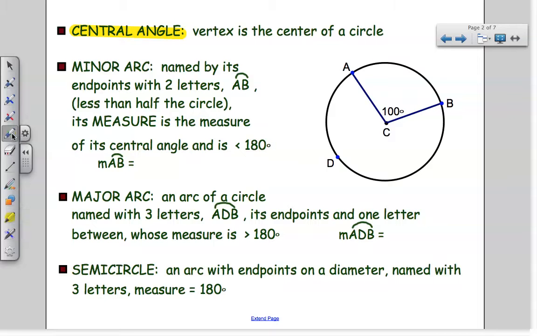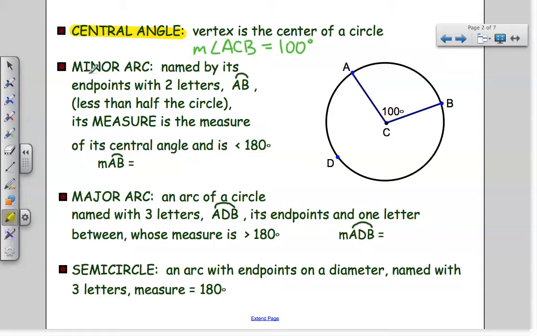So here in this circle C, I have a central angle at vertex C. I could say angle ACB is a central angle because its vertex is C, the center of that circle. And the measure of that central angle is 100 degrees. Now the measure of central angles are going to be important when we talk about the measures of arcs.